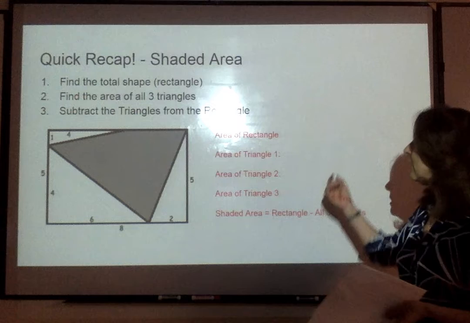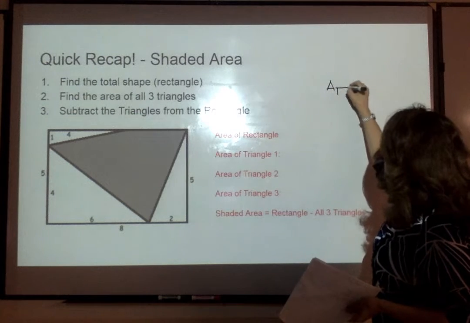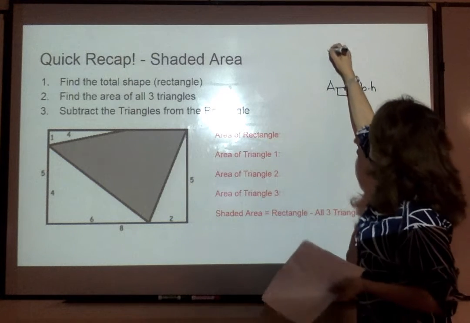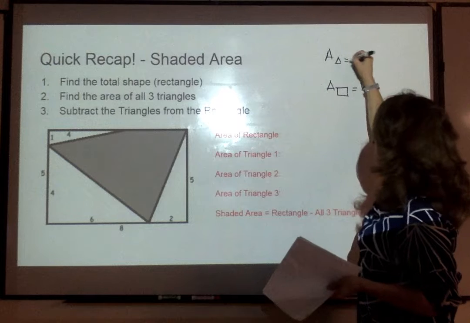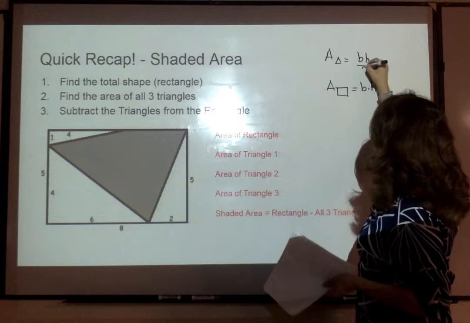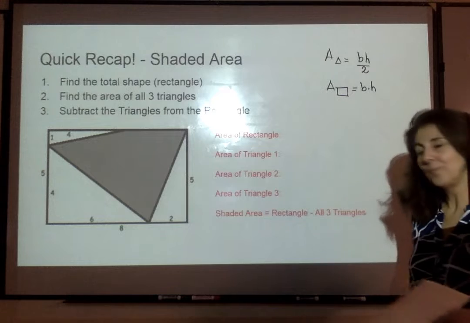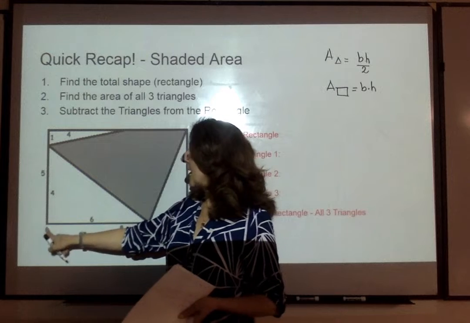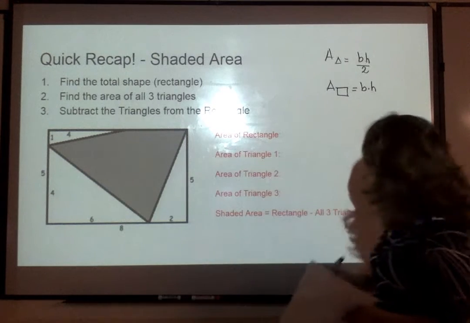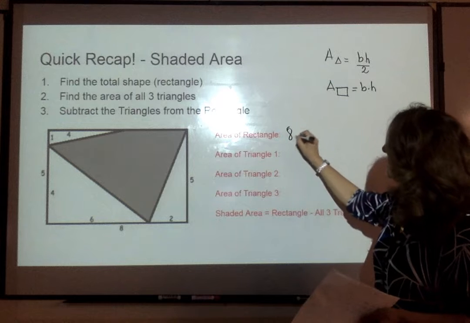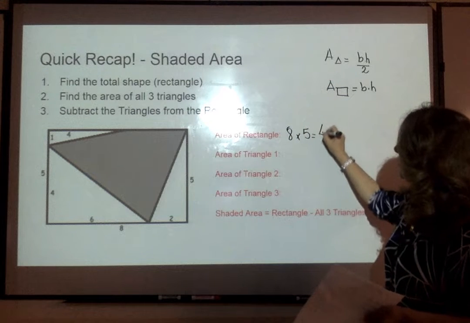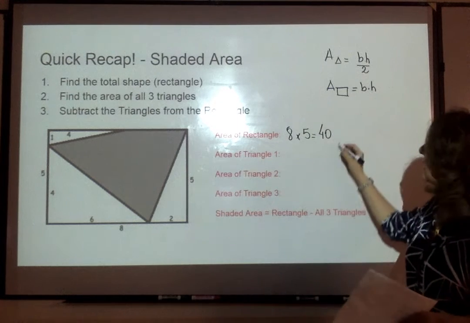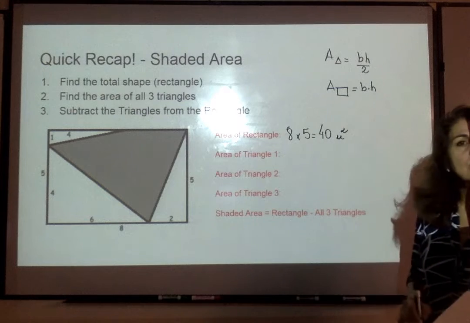Remember how to find area of rectangle. So the area of a rectangle is base times height. The area of a triangle is base times height divided by 2. So here we go. The area of the rectangle. All this big side times all this side over here, which is 8 times 5, 40. Since there's no unit of measurement here, I am going to use units squared.